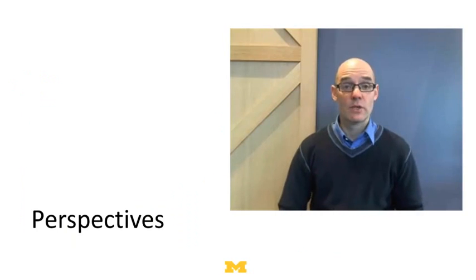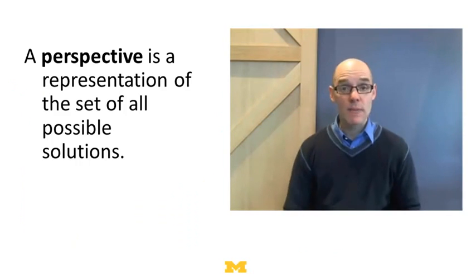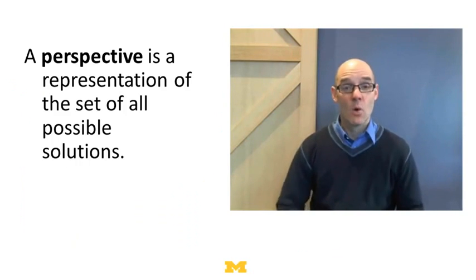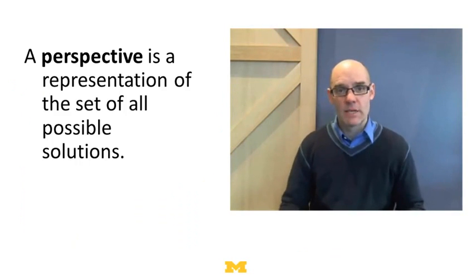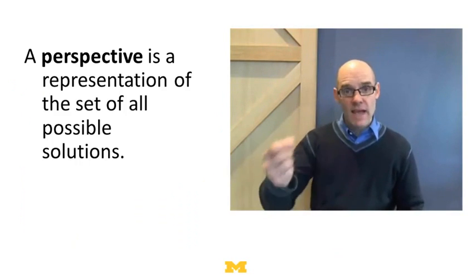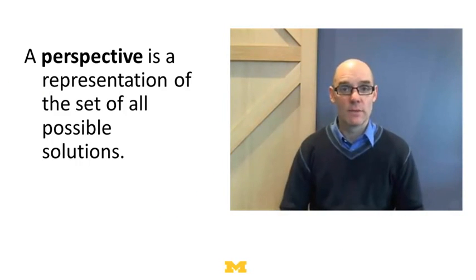The first thing we do is formally define what a perspective is. So we speak math to metaphor. A perspective is going to be a representation of all possible solutions. So it's some encoding of the set of possible solutions to the problem. Once we have that encoding, we can create our landscape by just assigning a value to each one of those solutions. And that will give us that landscape picture like we saw before.